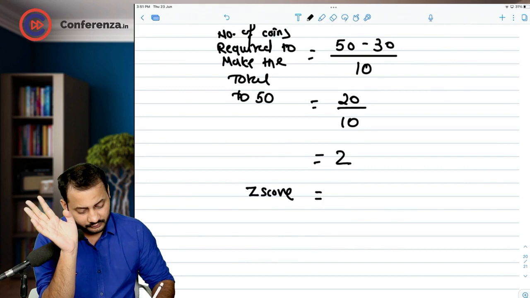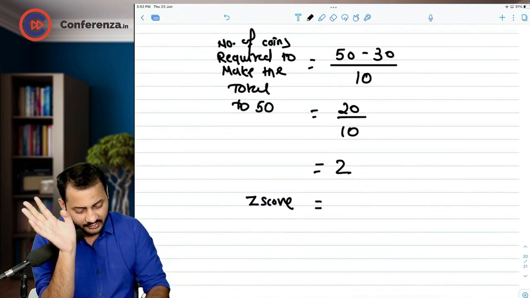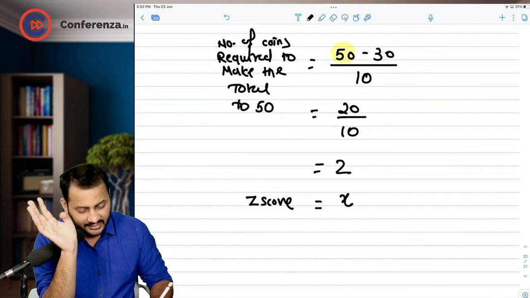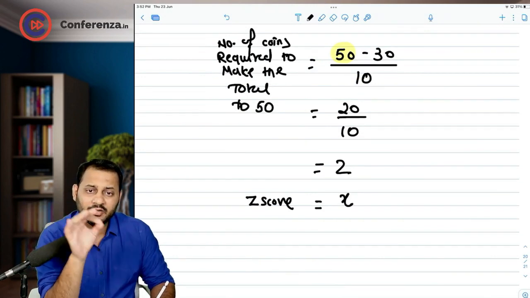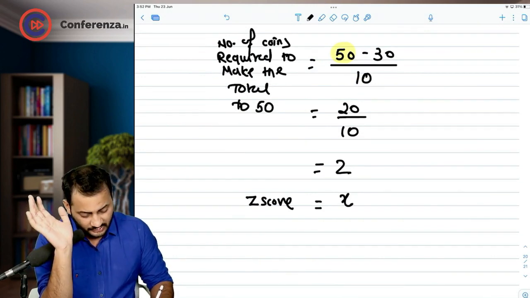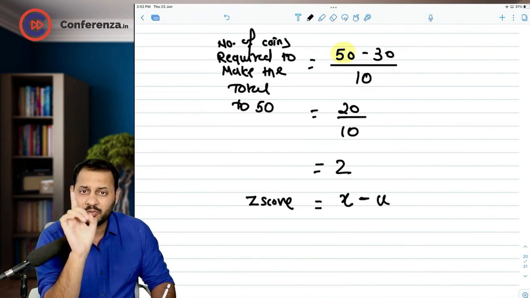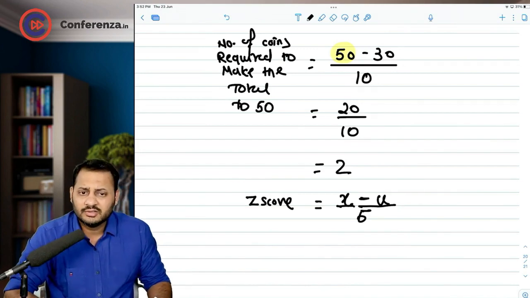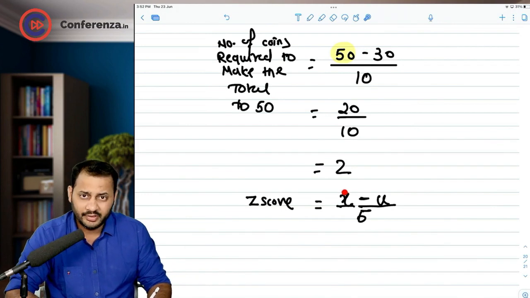So let's take 50. This is where we want to reach. So we will take it as x. X is the point where we want to reach, minus mu, the point where we are starting, divided by standard deviation. That's the easiest formula. X will give you the figure where you want to be. Mu will give you the figure from where you are starting. X minus mu.